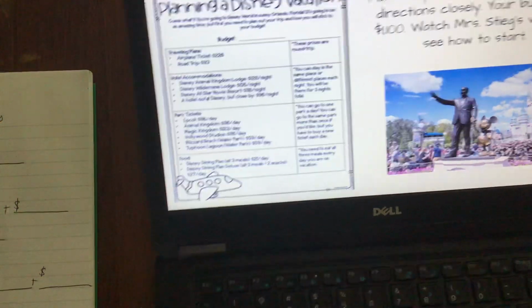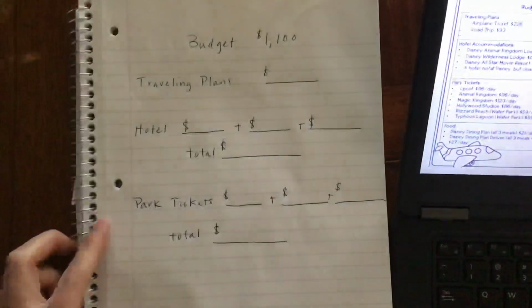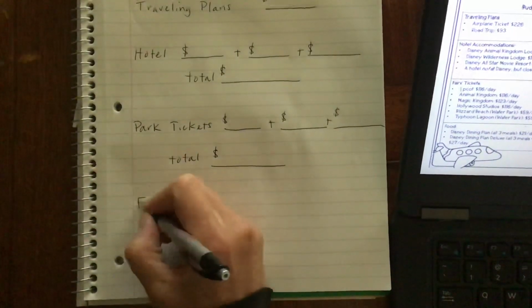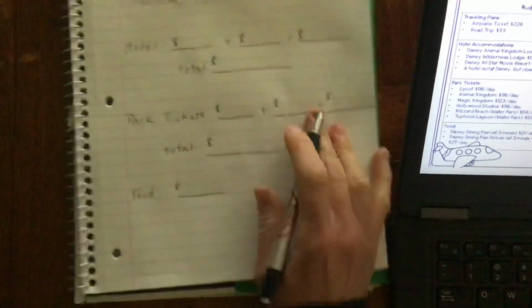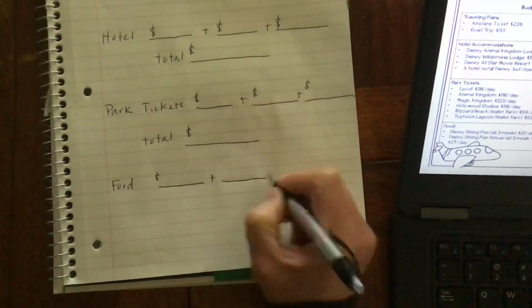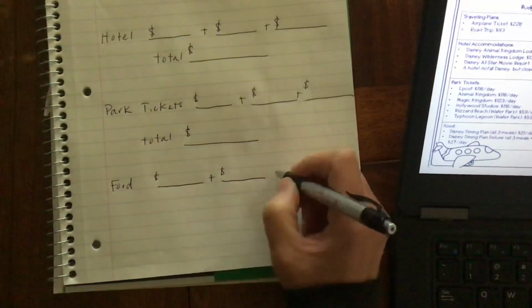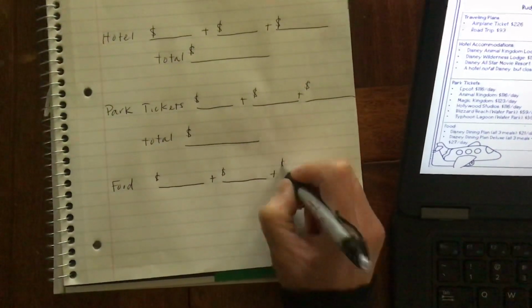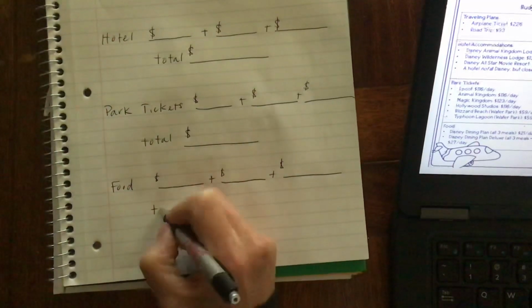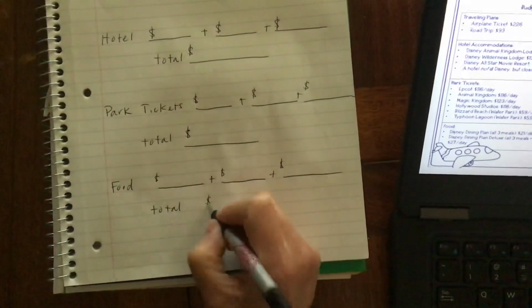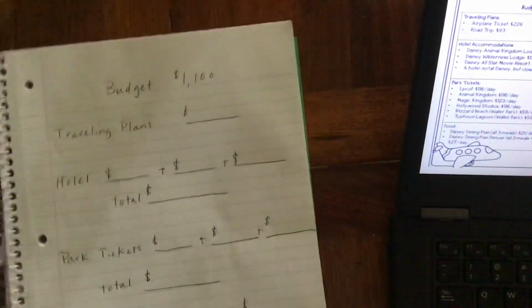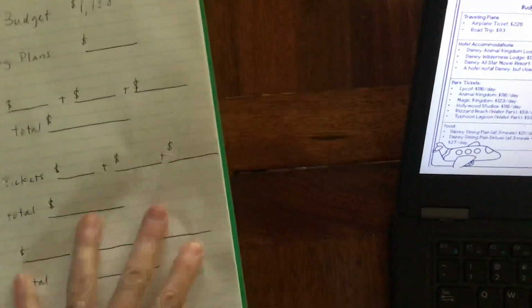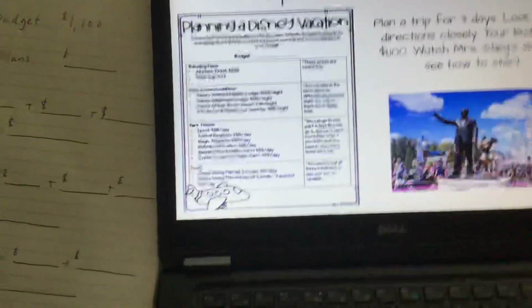So you could do, let's go, food down here at the bottom. So remember, you could do either $21 or $27. Okay, so you pick. And then again, you're going to need to do your total. All right. So once you've picked all of your things that you need for this and totaled them up, we're going to go to the next page.